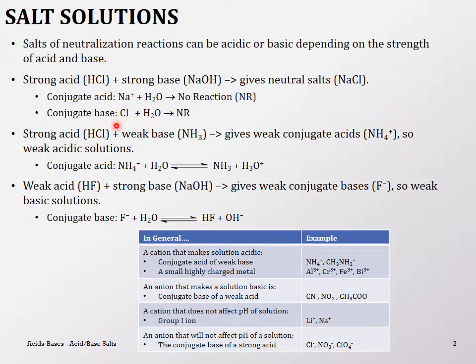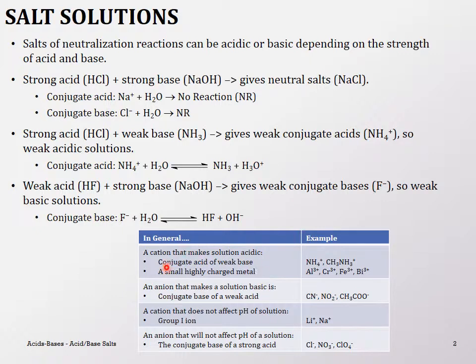So if you have a strong acid and a strong base, you get neutral salts. If you have a strong acid and a weak base, the weak base will give you a stronger conjugate acid, which means you will have an acidic solution. If you have a weak acid, it will give you a stronger conjugate base, which means your solution is going to be basic. All right, that is what the flow of thought can be.